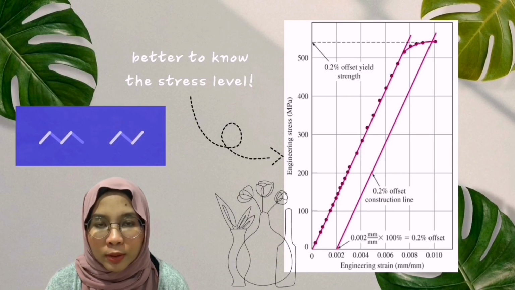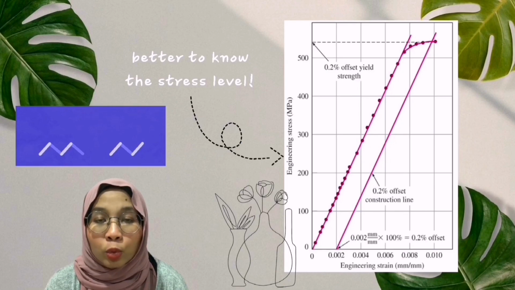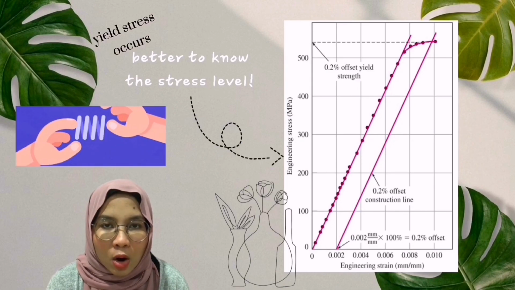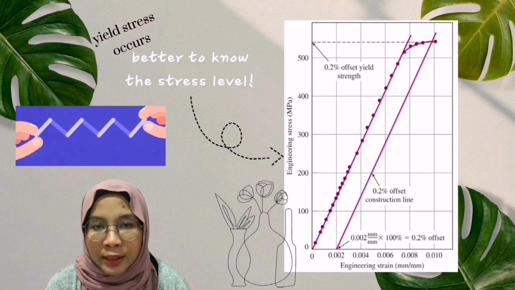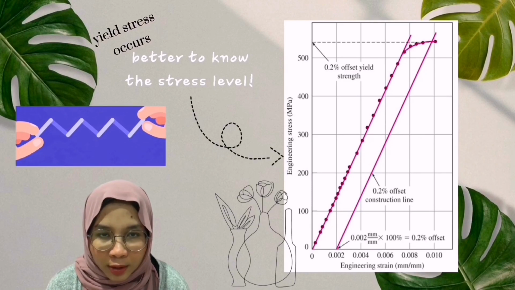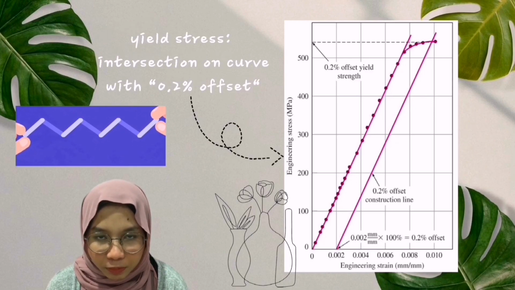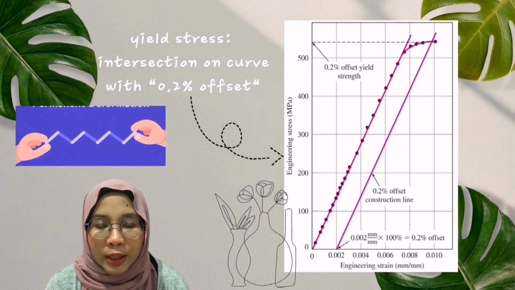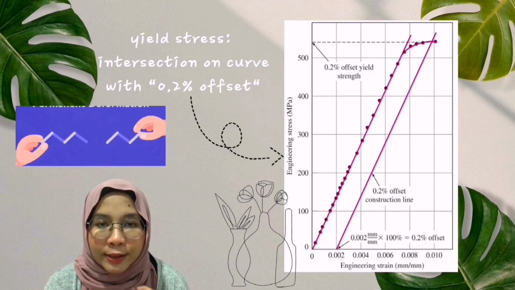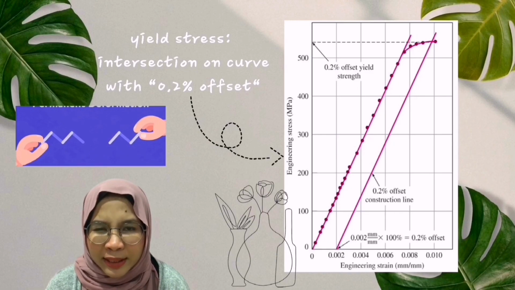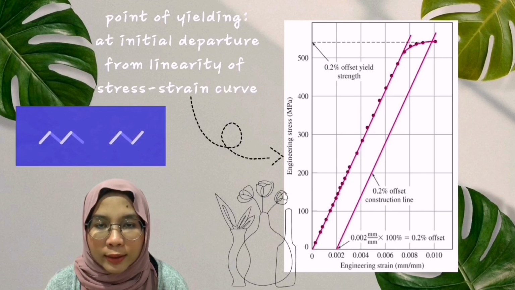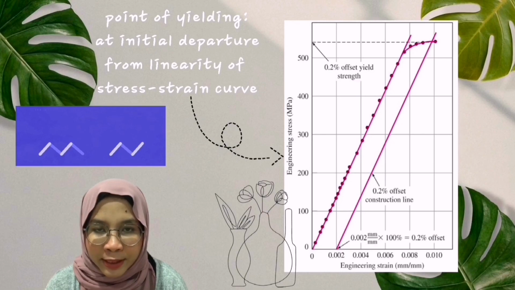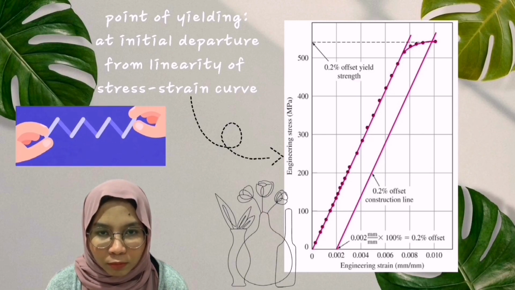Thus, it is preferable to know the stress level at which plastic deformation begins, or when the phenomenon of yield stress happens. In other words, yield strength is an indication of the onset of plastic deformation. According to the stress-strain curve above, the yield strength can be determined at the intersection of the curve with a 0.2% offset. Meanwhile, the point of yielding is at the initial departure from linearity of the stress-strain curve.